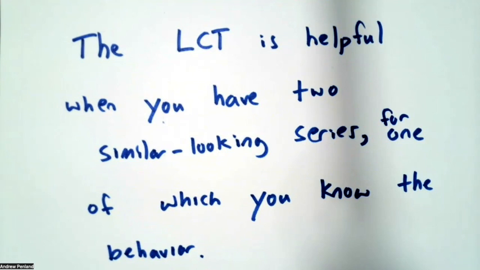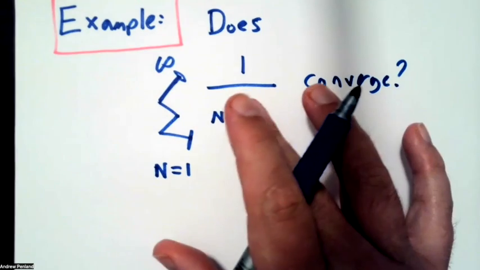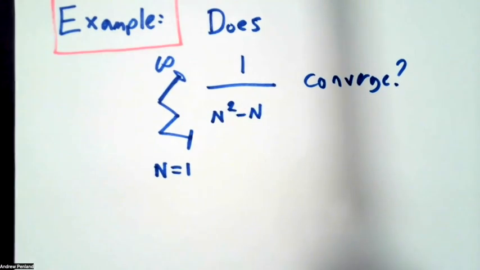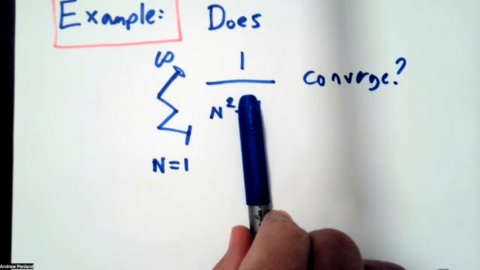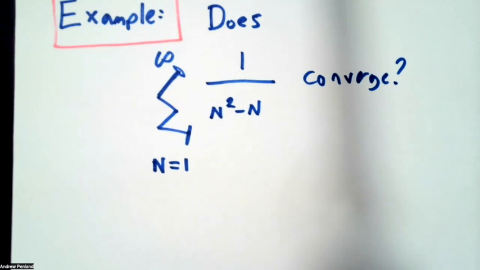So this tool is helpful when you have two similar looking series and you know the behavior for one of them. So here's an example. Does the sum from n equals 1 to infinity of 1 over n squared minus n converge? Now, this looks really similar to 1 over n squared. I can cover up part of this and it looks like 1 over n squared. And I know that 1 over n squared converges because it's a p-series with p equals 2.